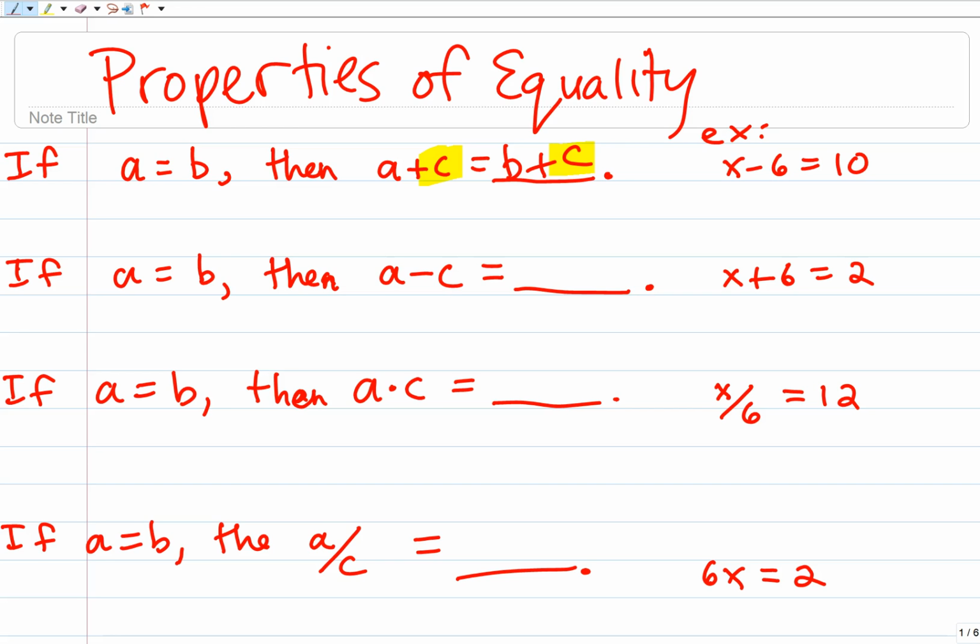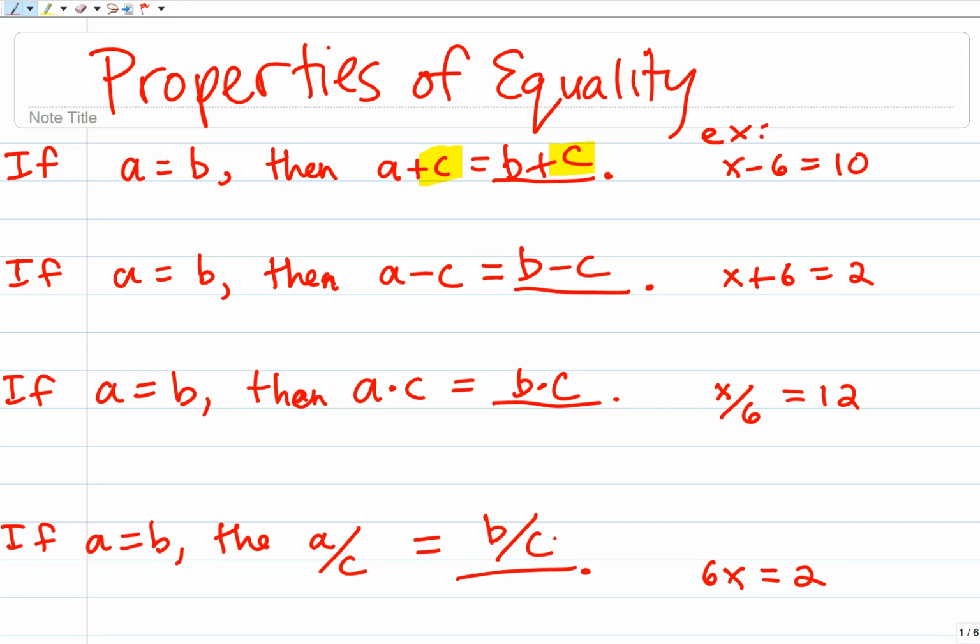But we can do that with adding. We can do that with subtracting. So if I have A minus C, then this side would be B minus C. And if we do it to both sides, it stays equal. I can also do it with multiplying. So if I have A times C, then I would have B times C, and normally we put that in alphabetical order, so you could do CB or BC, either way is fine. And if A equals B, then A over C would equal B over C.